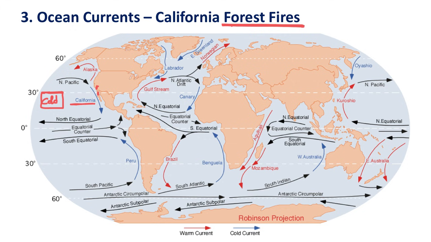One of the reasons is because of the cold current that passes nearby. And the Californian region experiences a Mediterranean climate. That means during the winters it experiences rainfall. During summer it experiences very, very high temperatures. That's why Californian forest fires are very frequent.